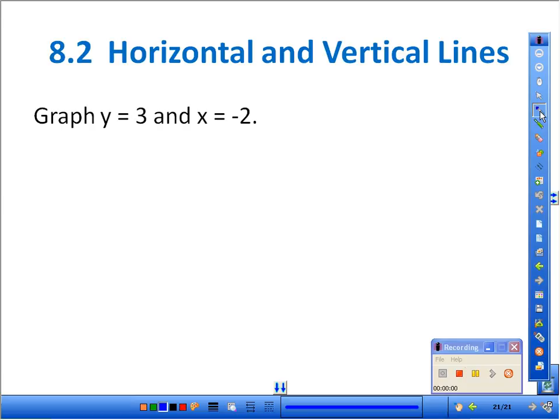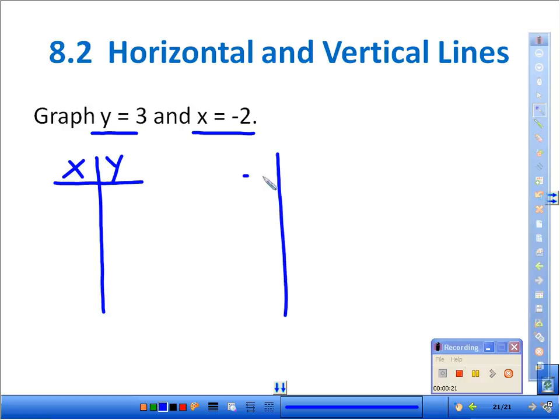When we're graphing horizontal and vertical lines, it's a little bit different than when we're graphing other kinds of lines. In this problem, we're going to graph y equals 3 and x equals -2. First thing we need to do for each of these is to make a table. We're going to use a t-chart with the values x and y.